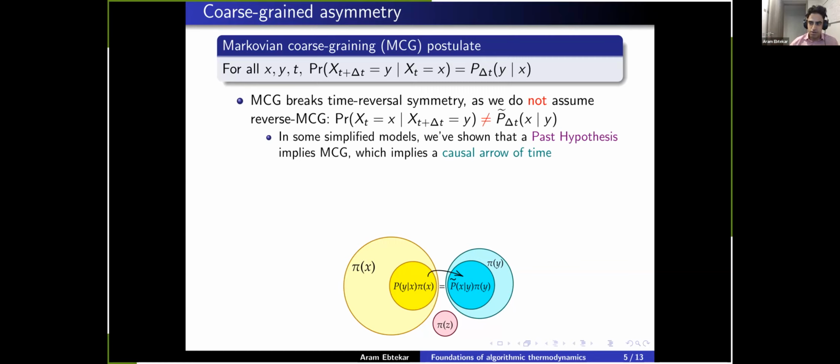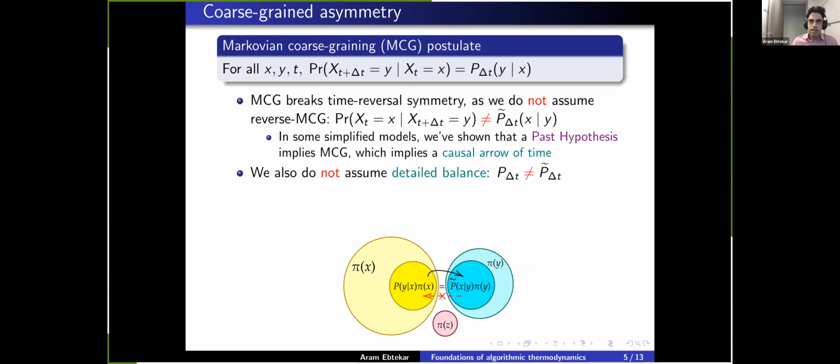But it does seem to be very important in stochastic thermodynamics, at least in a lot of the treatments of it. And in some simplified models, we have other work showing that if you assume a certain kind of statistical initial condition, then you can prove MCG, but only in these simplified models. And in those models, you also get a causal arrow of time. So there seems to be something very deeply intertwined with the arrow of time and this MCG.